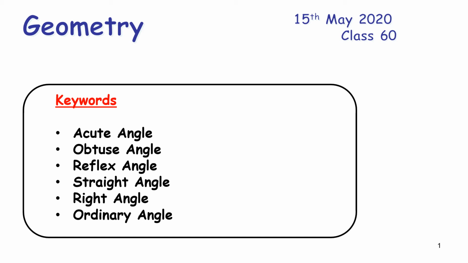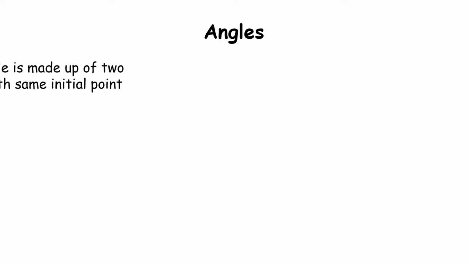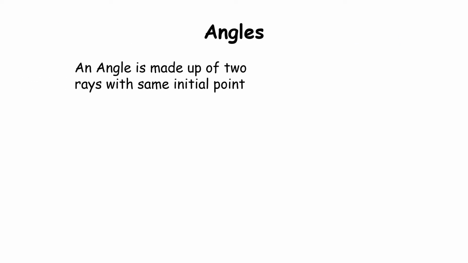It is the 15th of May and this is class number 60. So today's class is going to focus on angles. Most of this will be revision from primary school, but still I would like you to take down the following keywords in your copy. So we have an acute angle, an obtuse angle, reflex angle, straight angle, right angle, and an ordinary angle.